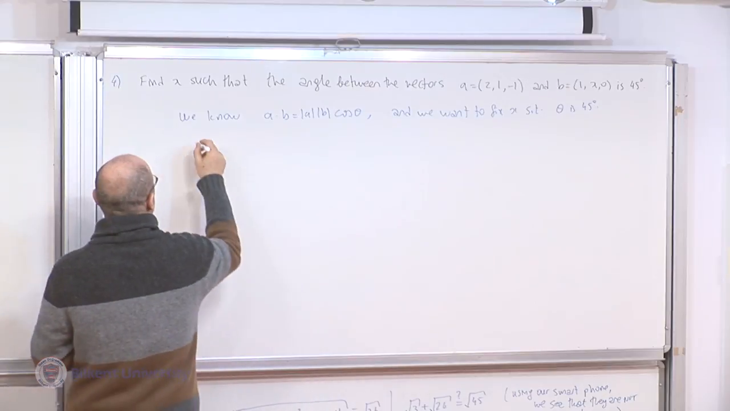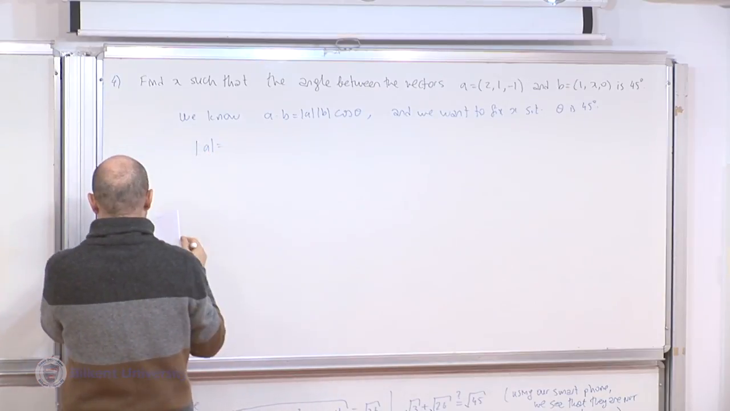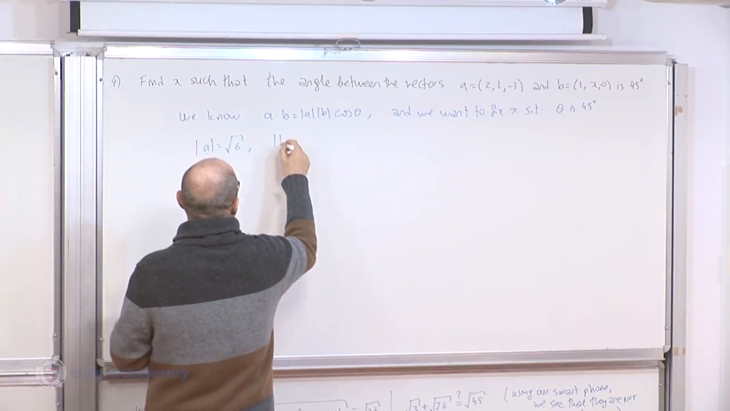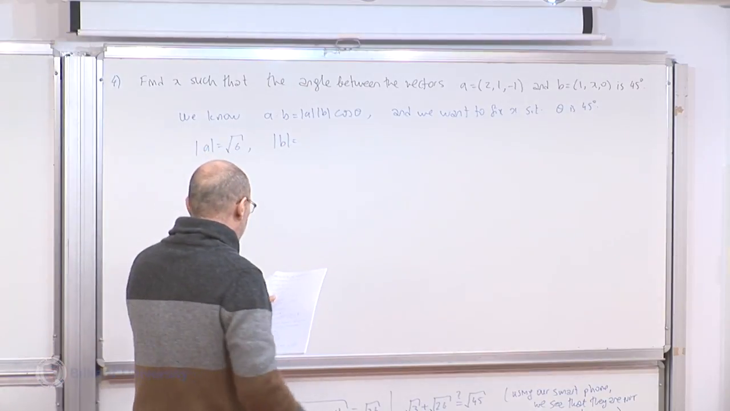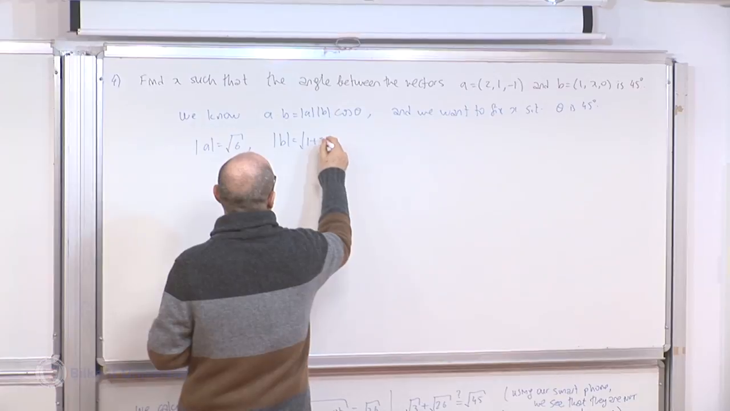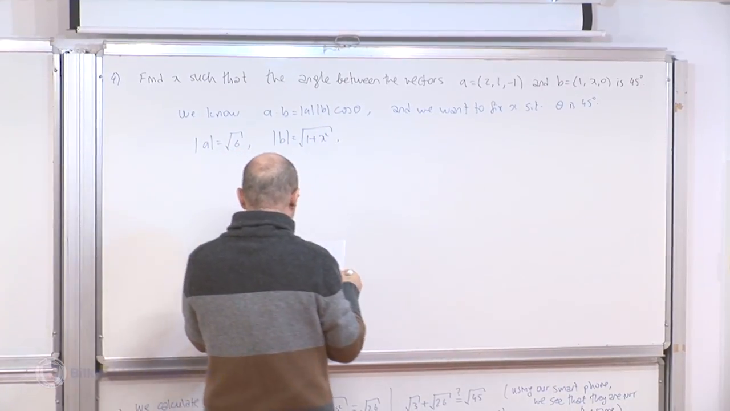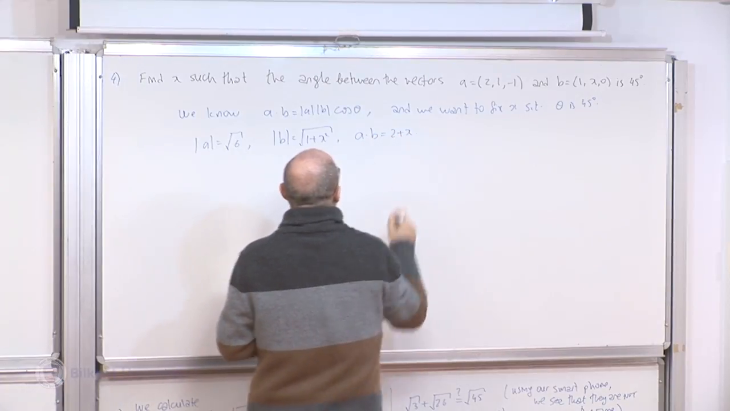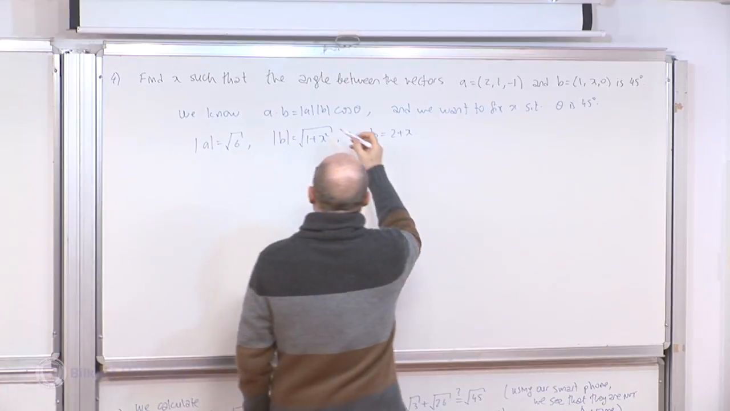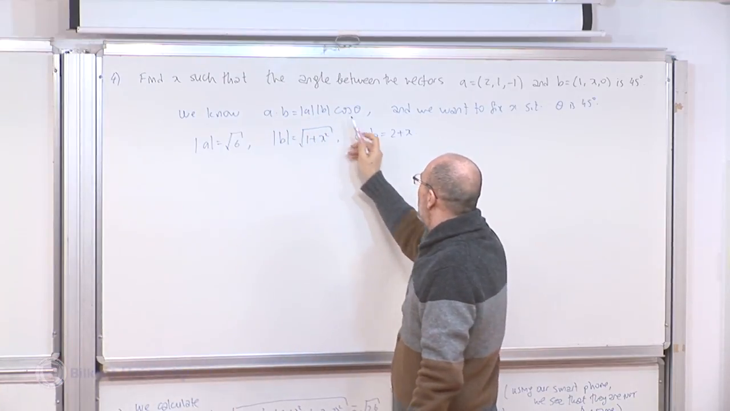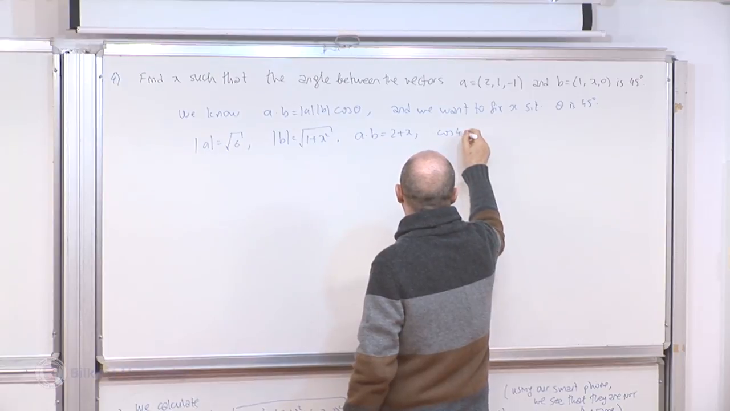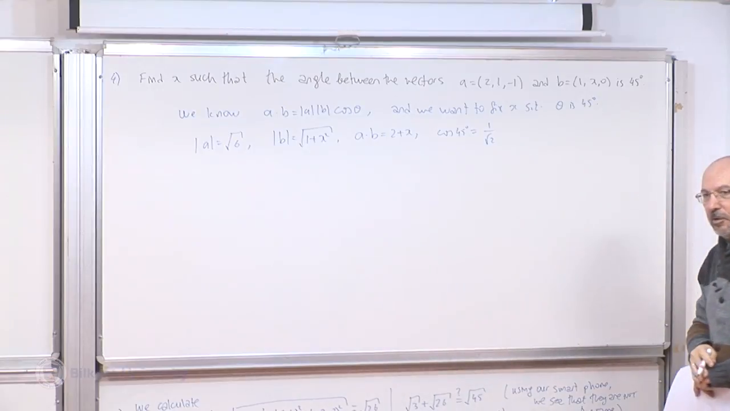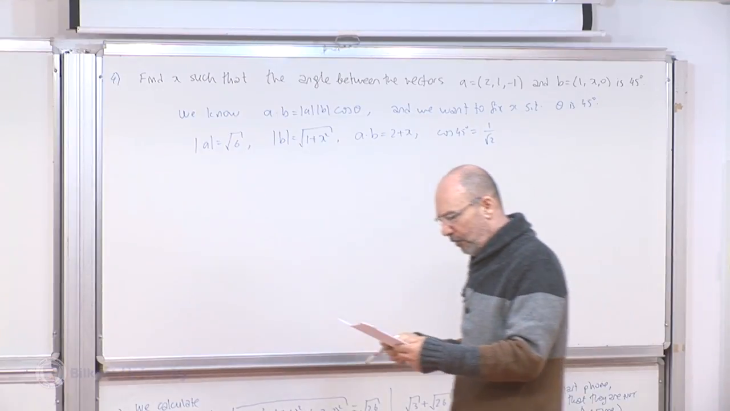Now you calculate these things. The length of A, I found this to be square root 6. The length of B, of course, must have x in it. It turns out that this is square root of 1 plus x squared. And A dot B is 2 plus x. And of course, I have to write that cosine 45 degrees is 1 over square root 2. So this is pi over 4, cosine pi over 4.